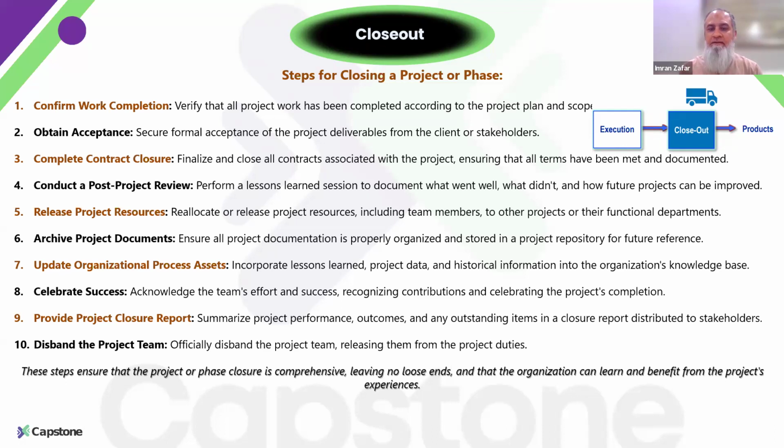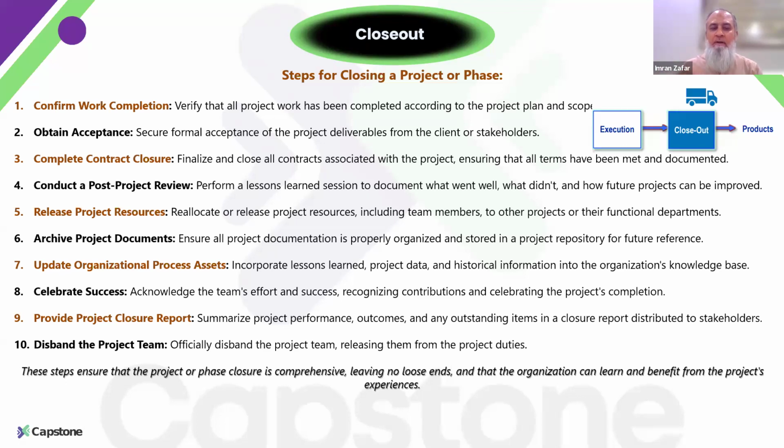You have a post project review meeting where you discuss the lessons learned, what went well, what did not work well, and what we can improve. You then maybe release project related resources, any facilities, any equipment, any resources that you are not needing now. You archive the project, all the project documents, all the plans, all the documents like risk register, lesson learned register, everything.